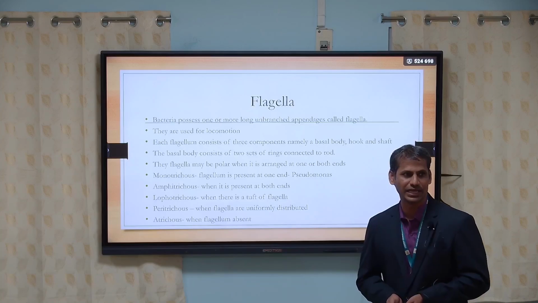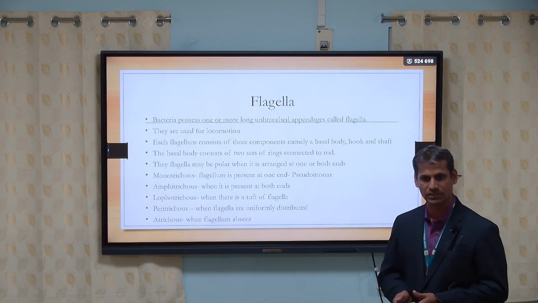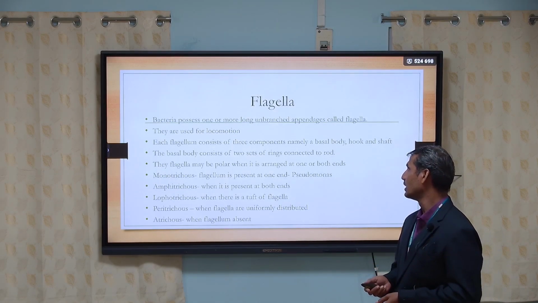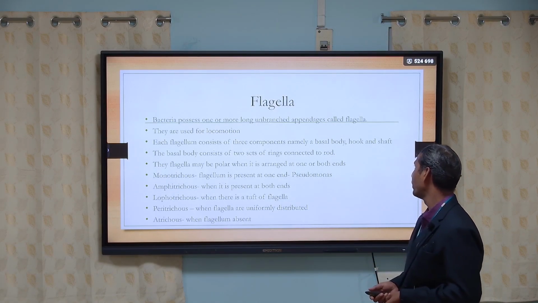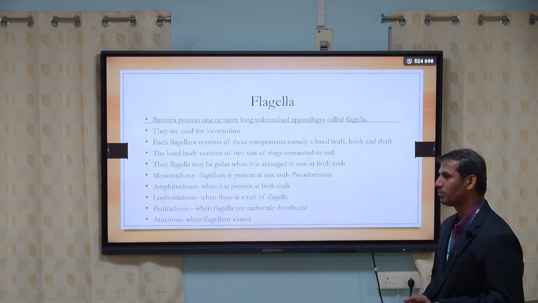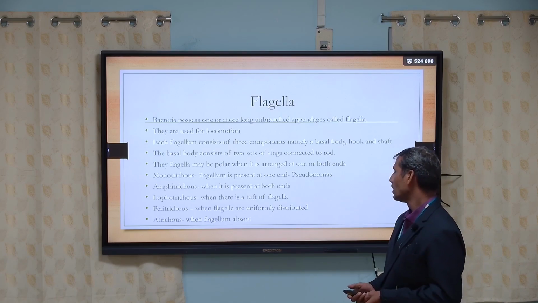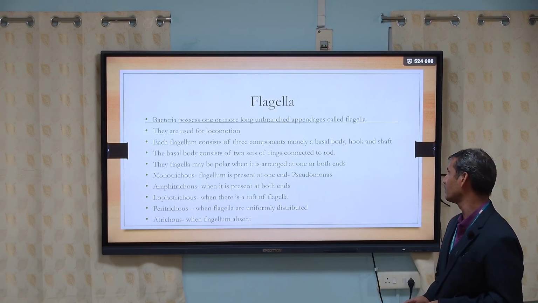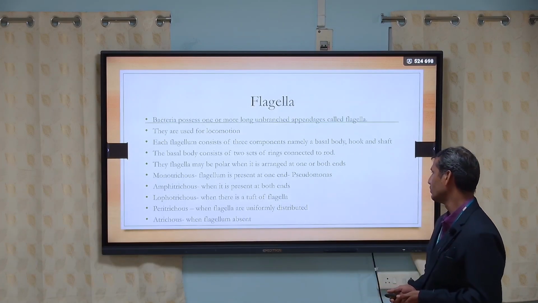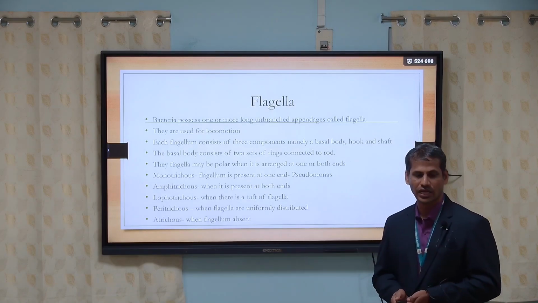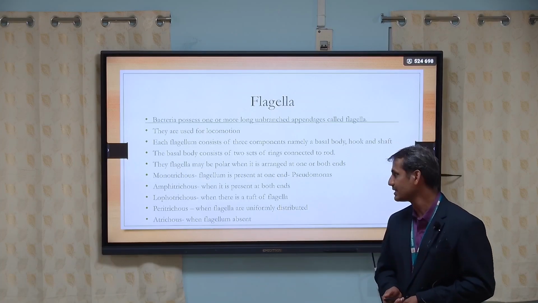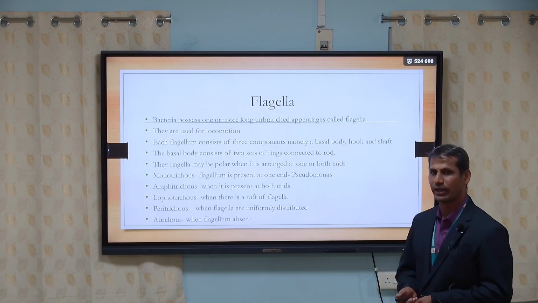And next is flagella. Flagella are helpful for locomotion, so bacteria can move from one place to another. A flagellum is a long, unbranched appendage. Flagella have three components: the basal body, the hook, and the shaft. The basal body consists of two sets of rings connected to a rod, the M ring and the L ring. Based on flagella, bacteria can be divided into five categories: monotrichous, amphitrichous, lophotrichous, peritrichous, and atrichous.